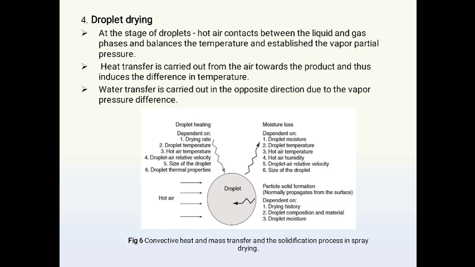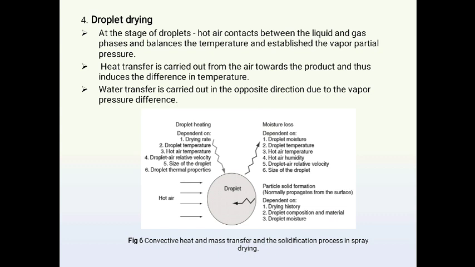Droplet drying. At the stage of droplets, hot air contacts the liquid and gas phases, balances the temperature and establishes the vapor partial pressure. Heat transfer is carried out from the air towards the product and thus induces differences in temperature. Water transfer is carried out in the opposite direction due to the vapor pressure difference. Figure 6 shows the convective heat and mass transfer and the solidification process in spray drying.